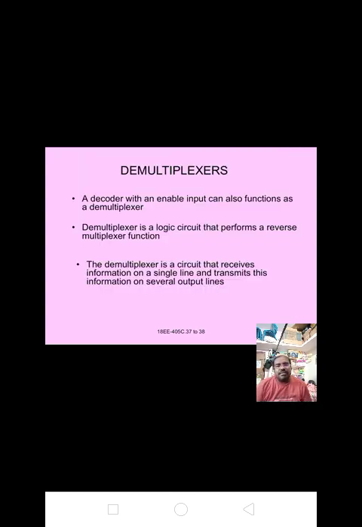Now it is the demultiplexer. A decoder with an enable input can also function as a demultiplexer. It is a logic circuit that performs a reverse multiplexer operation. The demultiplexer is a circuit that receives information on a single line and transmits this information on several output lines.